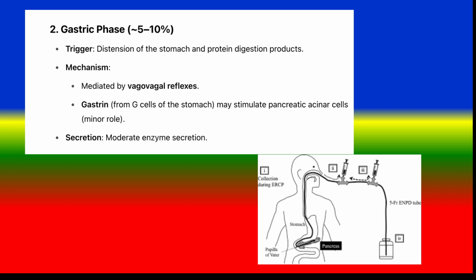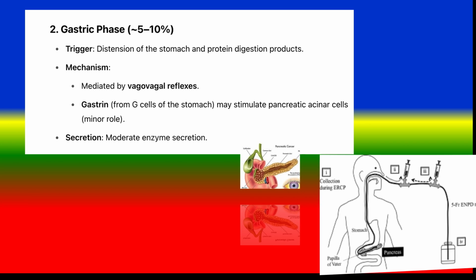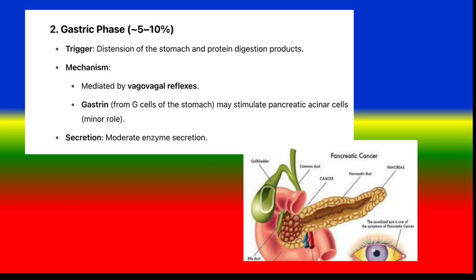2. Gastric phase, 5 to 10%. Trigger: distension of the stomach and protein digestion products. Mechanism: mediated by vagovagal reflexes. Gastrin from G cells of the stomach may stimulate pancreatic acinar cells, a minor role. Secretion: moderate enzyme secretion.